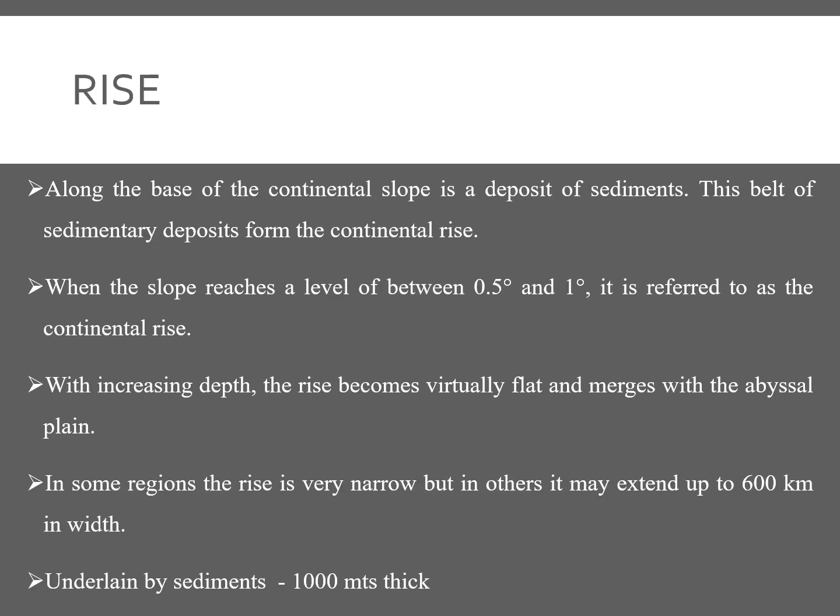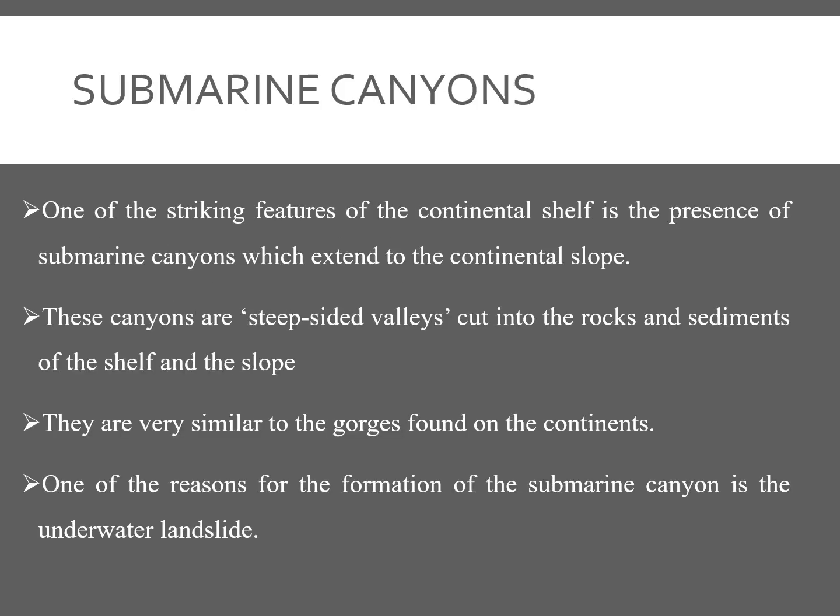Next is the continental rise. Along the base of the continental slope is the deposit of sediments. This belt of sedimentary deposits forms the continental rise. When the slope reaches a level between 0.5 degree to 1 degree, it is referred to as the continental rise. With increasing depth, the rise becomes virtually flat and merges with the abyssal plain. In some regions, the rise is very narrow, but in others, it may extend up to 600 kilometers in width. It is underlain by sediments 100 meters thick.